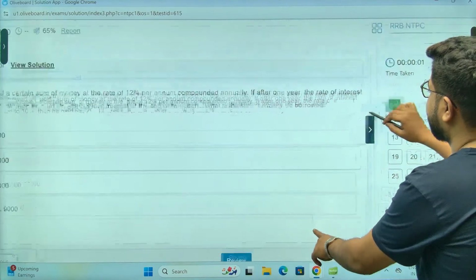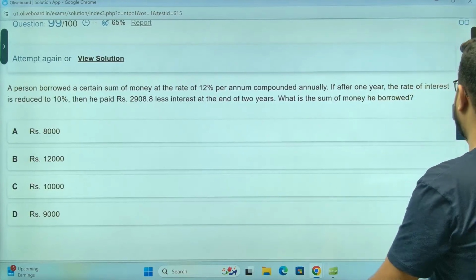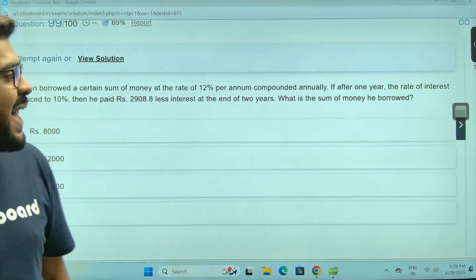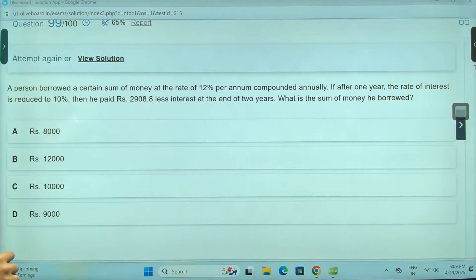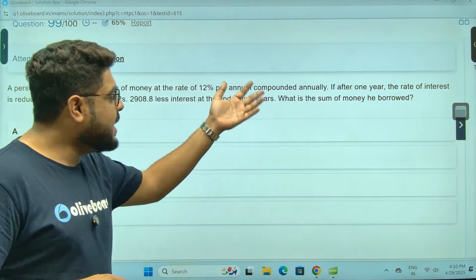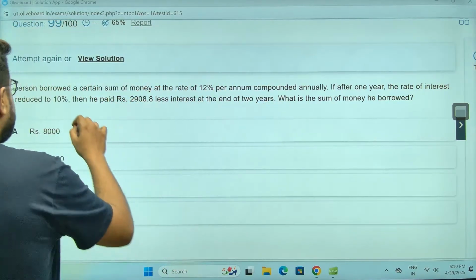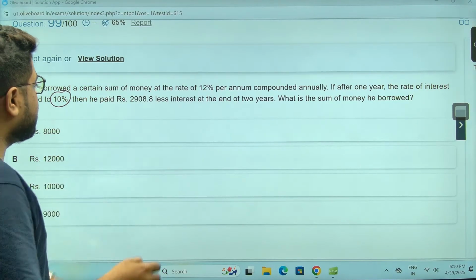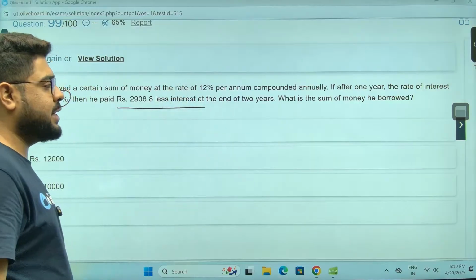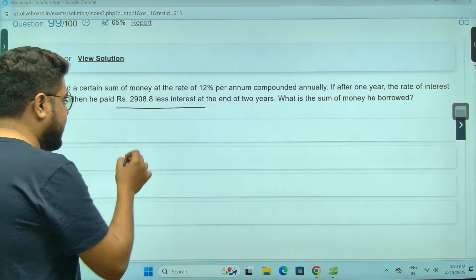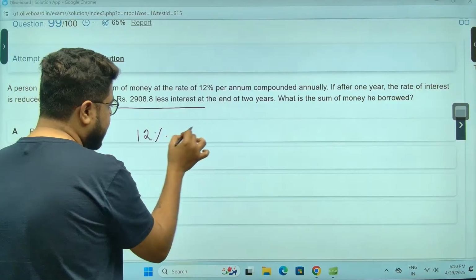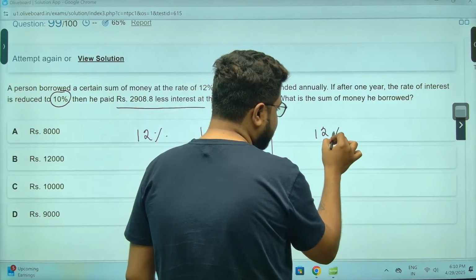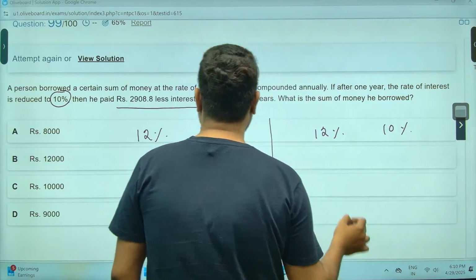Look, in the end they gave a calculative question, very messy. Okay sir, last question of the day. A person borrowed at compound interest 12% annually, and if after 1 year the rate of interest reduced to 10%, he pays 2908 rupees less interest at the end of 2 years. Meaning he has got 12% then 12%, and if he had gotten 12% then 10%, the difference is this.